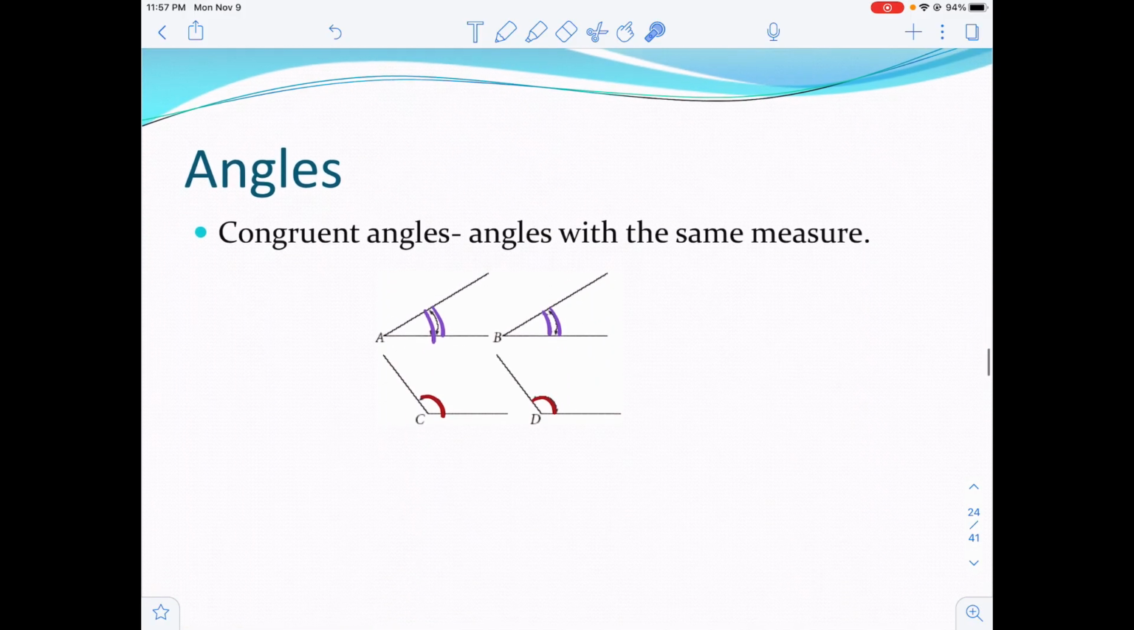All right, the next term that we want to talk about is congruent angles. Now, we already know what congruent means. You should at least. It's that symbol that we talked about in the past, congruent. This one right here, congruent.